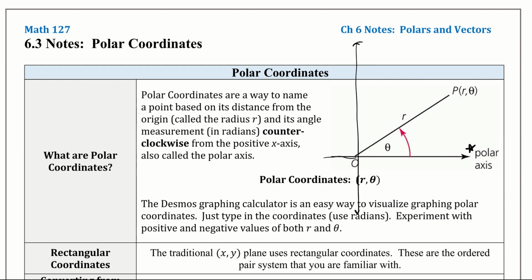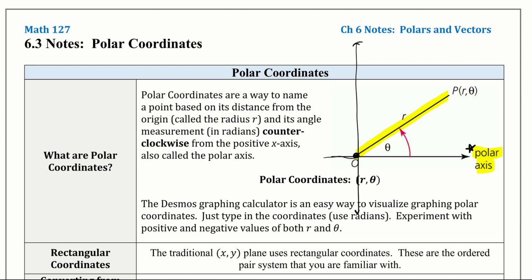And when we talk about a point, we want to be able to name how far it is from the origin. We'll call that r, for radius. We also want to measure the position of that angle with respect to what we'll call the polar axis, or like your x-axis. And we're going to always measure this counterclockwise if we're using positive angles, which is probably the most common way.